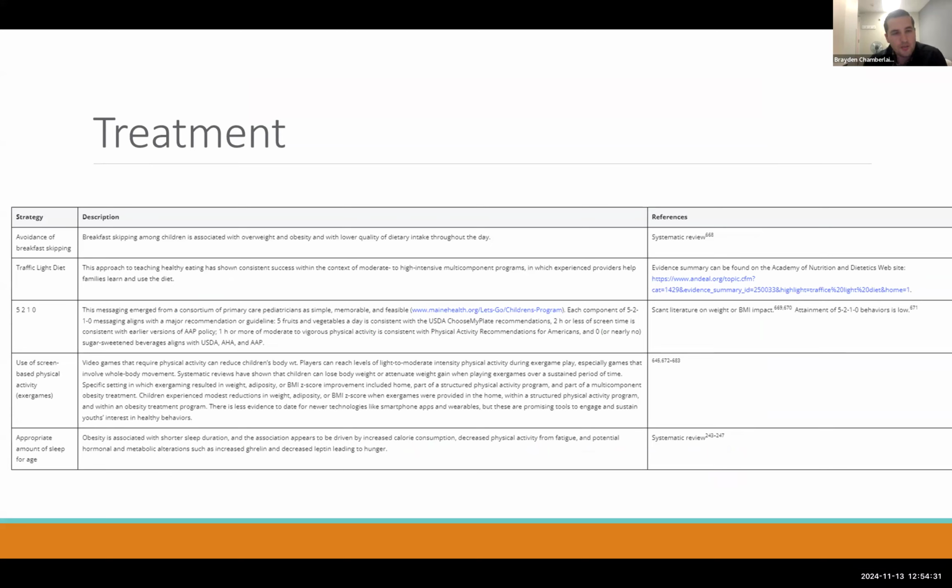Another similar tactic that has been used is the 5210 model or the 95210 model.